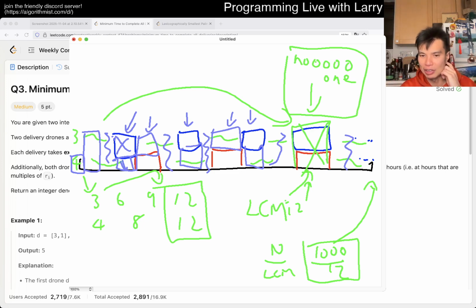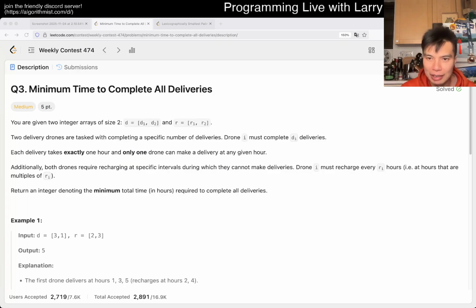And that's given a certain n. And then if a certain n is possible, then you just make it smaller, right? That's the basis of binary search. And if a certain n is not possible, then you make it bigger, because then it fits in more cells, right? Or more deliveries. Okay.